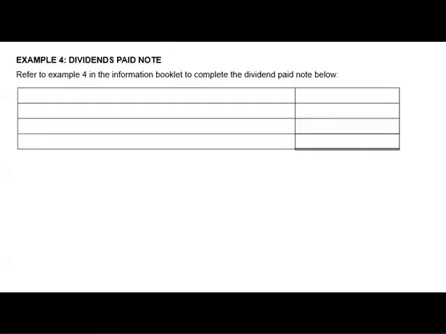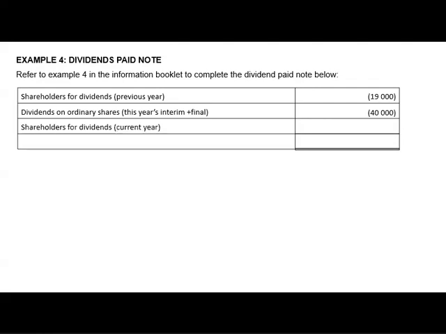Let's prepare our note quickly. It'll start with shareholders for dividends from the previous year. We put it in brackets because that was last year's current liability, so we need to pay it this year, which is 19,000. Your dividends for this year will simply be your dividends on ordinary shares, which is this year's interim plus final, given to you as 40,000. So both of them should be paid. But in essence, we are going to add this year's final back because it was not paid. When we add it back, we'll end up getting your interim plus your final dividends. Your dividends paid will be 35,000 rand.